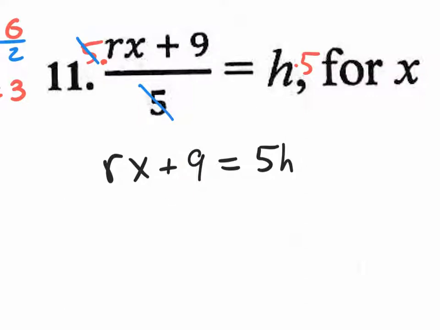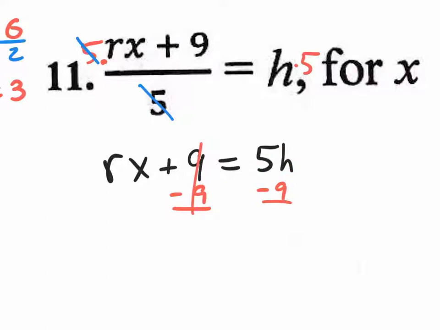So let's get rid of the plus 9 by doing the opposite, minus 9. What you do to one side, you do to the other side. The 9's cancel, but over here on this side, 5h take away 9, I can't really do that because the terms are not alike. So I can't subtract 9 from 5h, I just need to rewrite it.